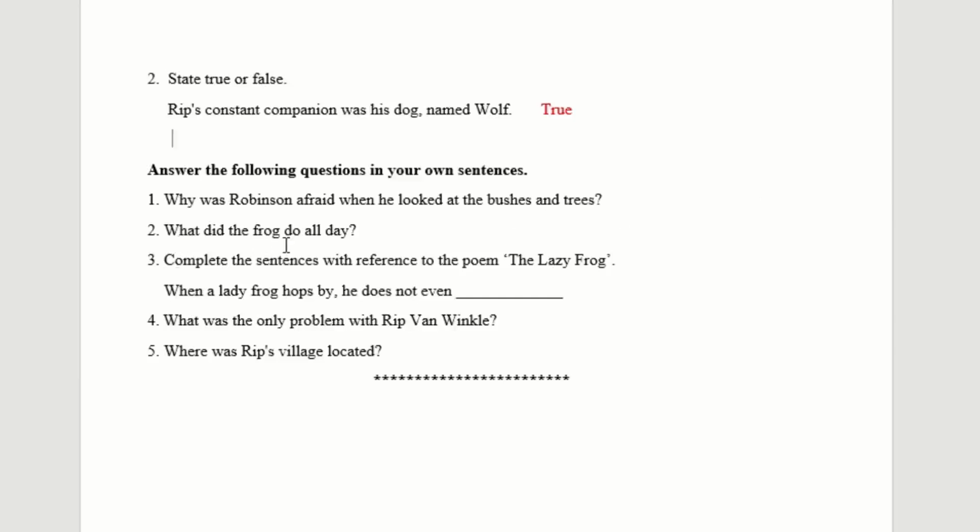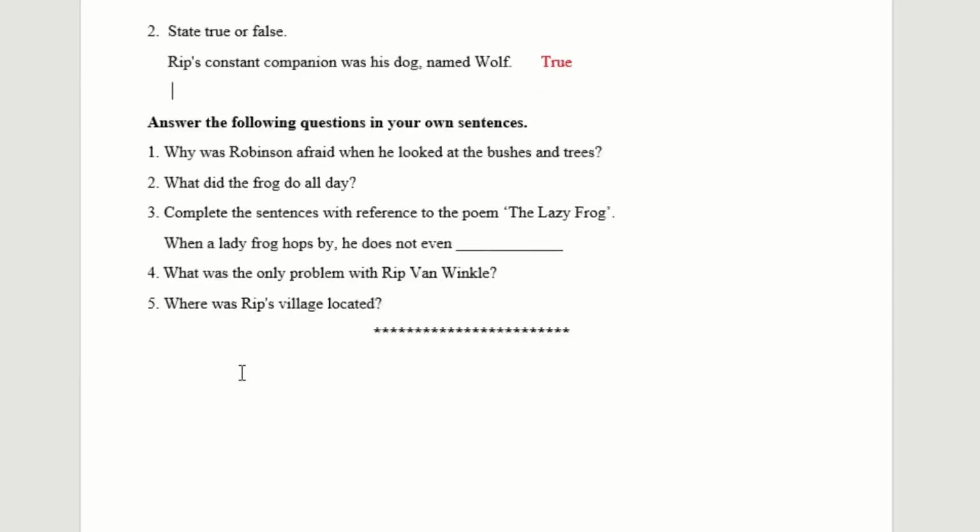Then, what did the frog do all day? That also you are supposed to write in a full sentence. Complete the sentence with a reference to the poem The Lazy Frog: When a lady frog hops by, he does not even dash. You have to write the answer. It is taken from your textbook itself, so you know how to complete the sentence.